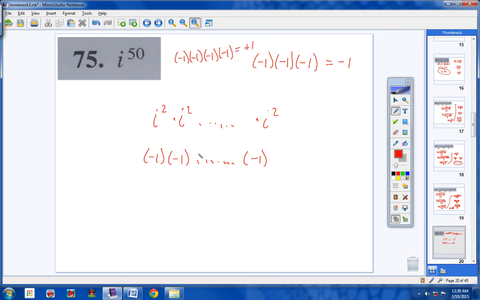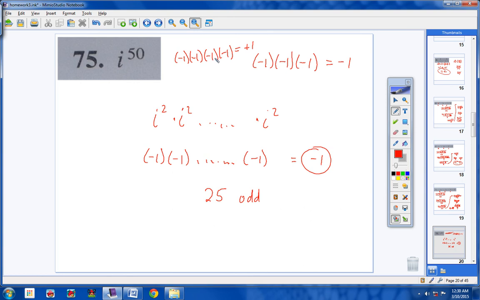So if I have an even number of negative 1s, it's going to give me a positive 1. So the question to ask yourself is, how many negative 1s do I have? Don't I have 25? So you're multiplying 25 negative 1s together. 25 is a what number? Odd number. And whenever you're multiplying these negative 1s together and you have an odd number, it's all going to end up being a negative in the end. A negative 1. So there you go. i to the 50th is negative 1.